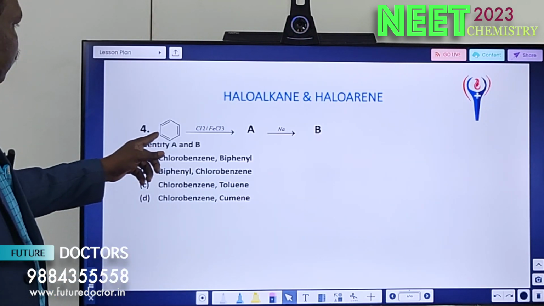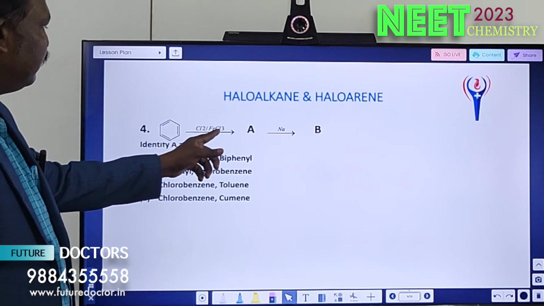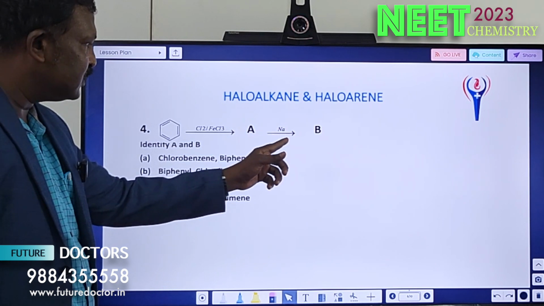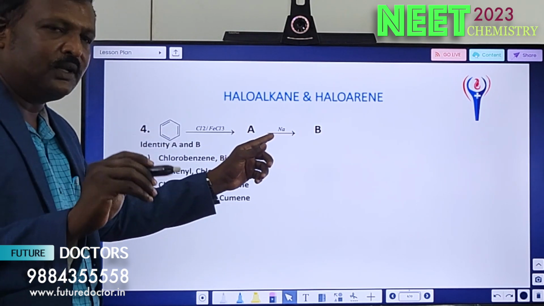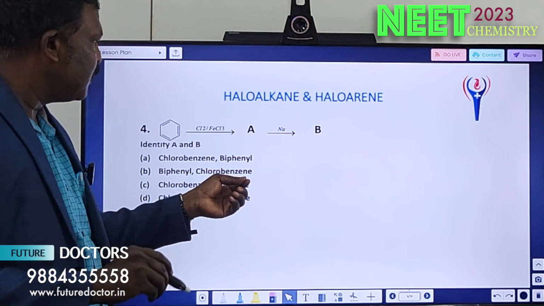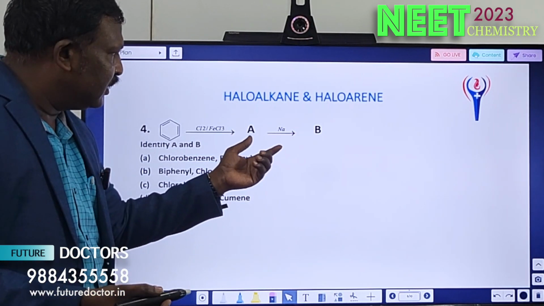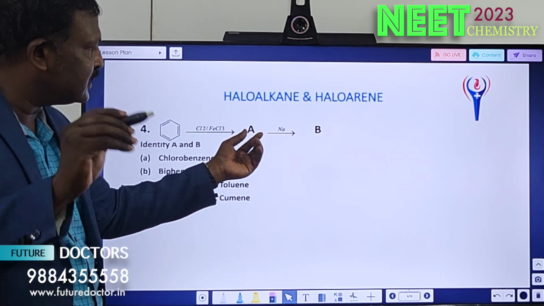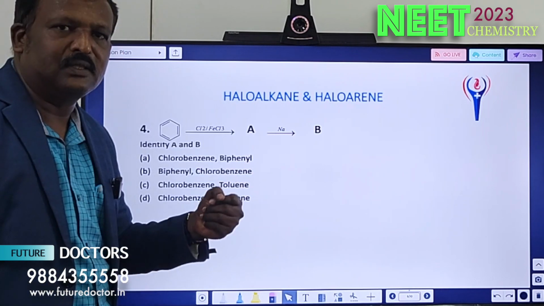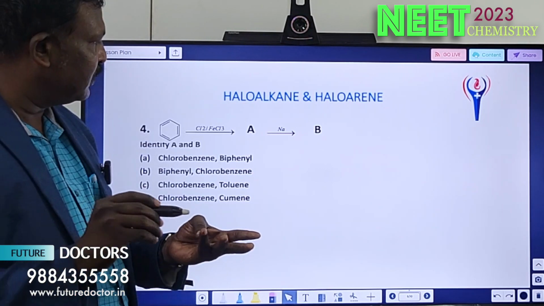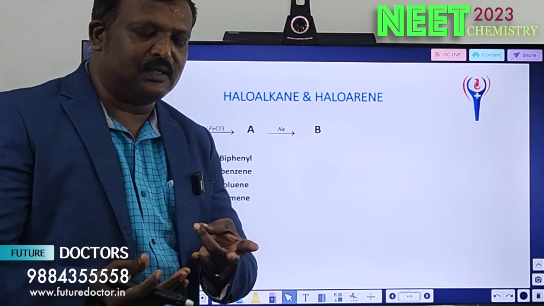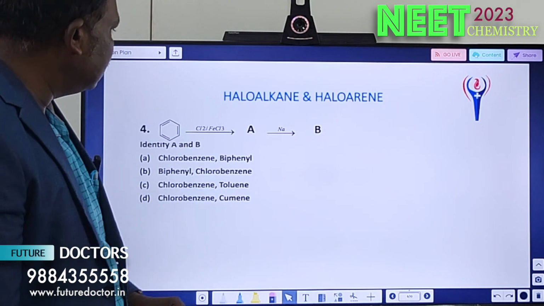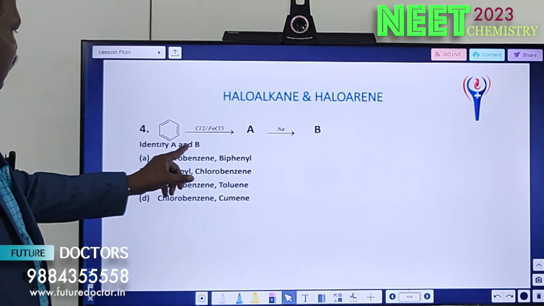Then the fourth one: benzene reacts with chlorine in presence of ferric chloride to get A. The same A again reacts with sodium. If you see sodium, you must remember, if it is aromatic, it may be the Wurtz-Fittig reaction or Fittig reaction. If A is aliphatic, I already told you this is called Wurtz reaction. Understood? Very simple. Wurtz reaction, Fittig reaction, Wurtz-Fittig reaction. If you know these reactions, you can answer this question. Identify A and B.